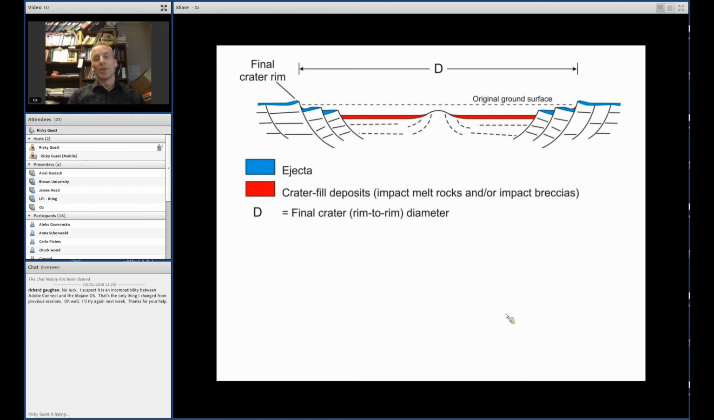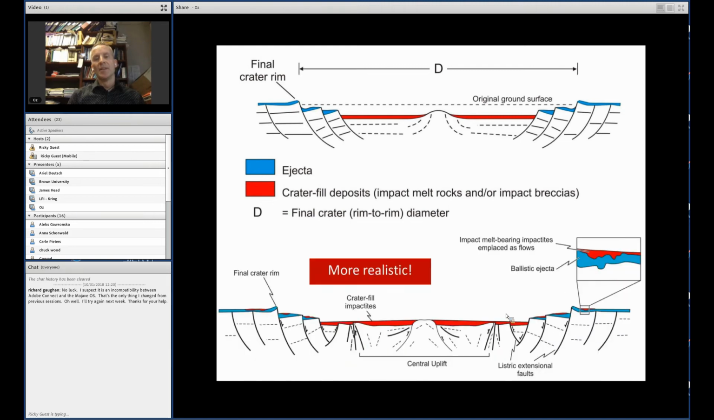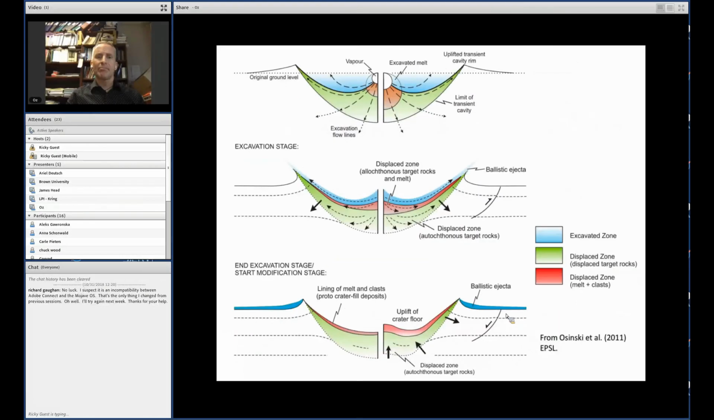And so, I showed this cross-section earlier, but in reality, this is more realistic. And so here you have impact melt-bearing ejecta overlying a ballistic ejecta blanket. And so how does this occur? Well, we shared with you an idea. It's still a working hypothesis here from 2011.